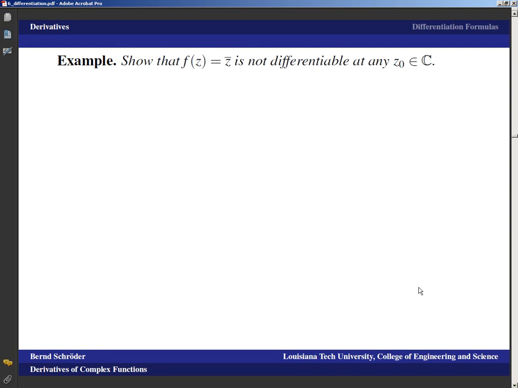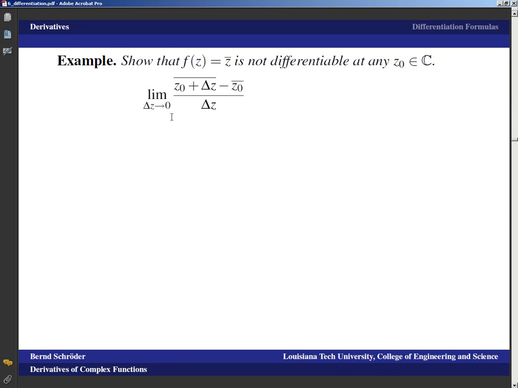Okay, we can also show that functions are not differentiable, and that's where really difference quotients are the only choice. So show that f of z equals z bar is not differentiable at any z0 in C. Well, then the limit as delta z goes to 0. So in order to show that, we again just attempt to compute the derivative, and we show that something's going wrong and that limit doesn't exist.